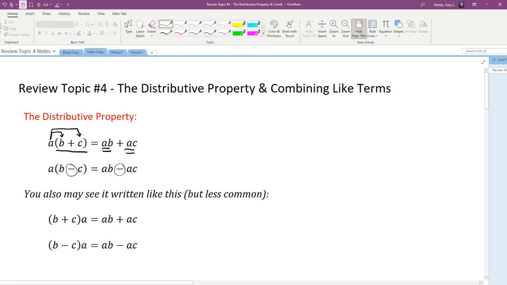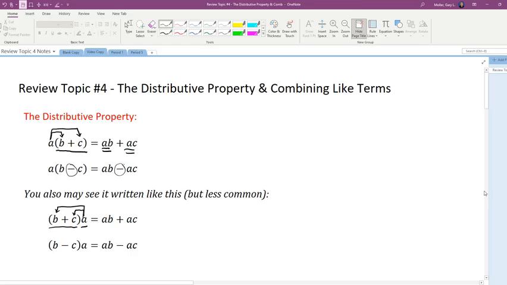All right. You may also see it written, although it's not as common, but it means exactly the same thing, because I hope that you know that multiplication is what we call commutative, meaning you can multiply in any order. And so instead of having the a in front, a times b plus c, you can also just have the b plus c times a. And then I would just take and distribute the a as we just did. Okay, so if it's written backwards, it's going to feel a little abnormal, but it has the same exact meaning.